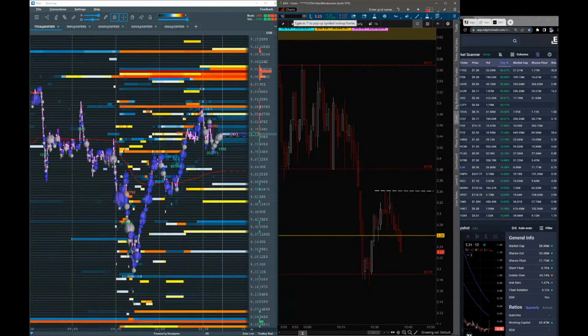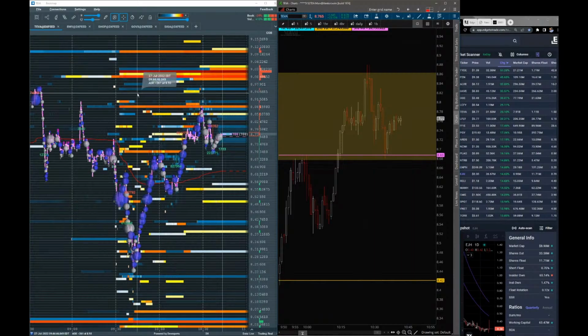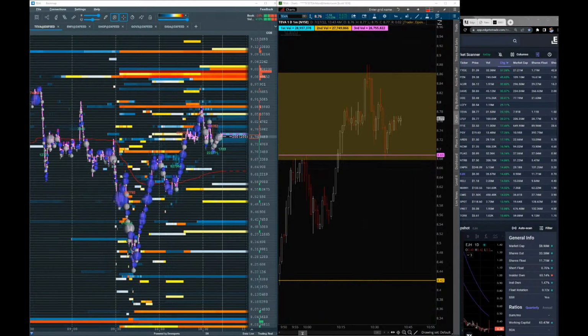Okay, we're gonna keep, traders, also Tiva over here on watch. And we're gonna look for this level of $9. So if the price pushes to $9, we short.